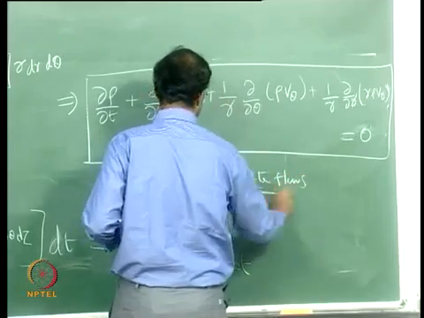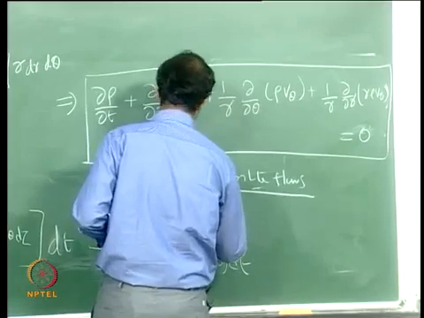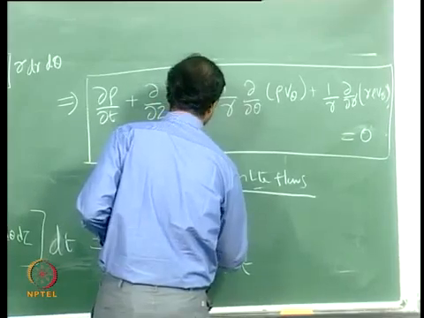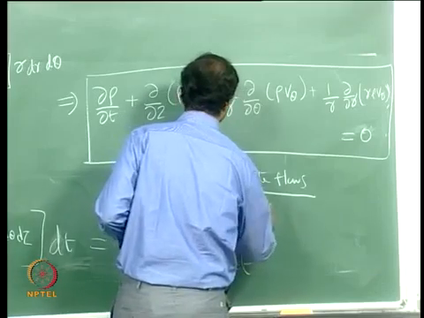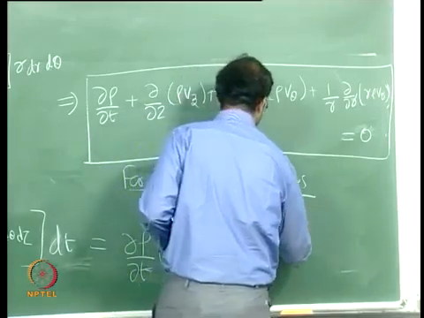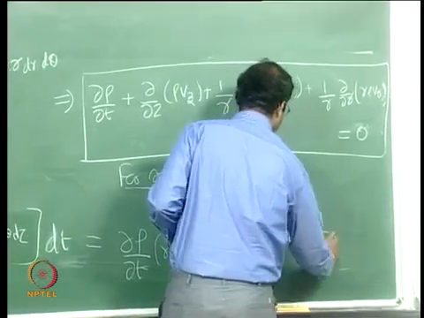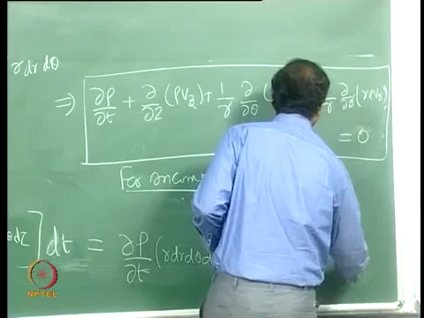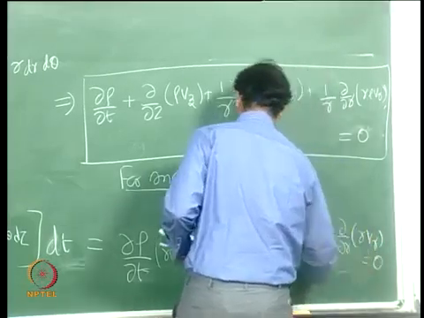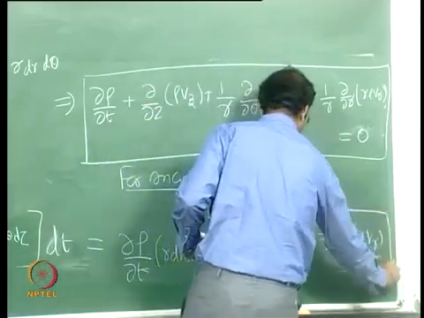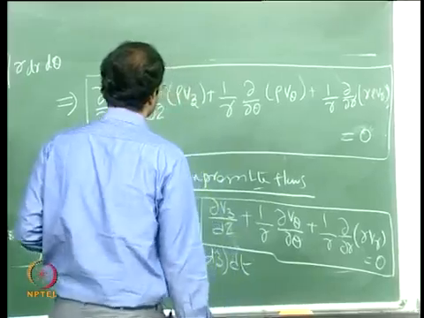if you neglect the density variation with respect to time and space, then this will reduce to dvz by dz plus 1 by r dv theta by d theta plus 1 by r d by dr of r Vr is equal to 0. So this is your incompressible form of the continuity equation in the cylindrical coordinate system. Okay.